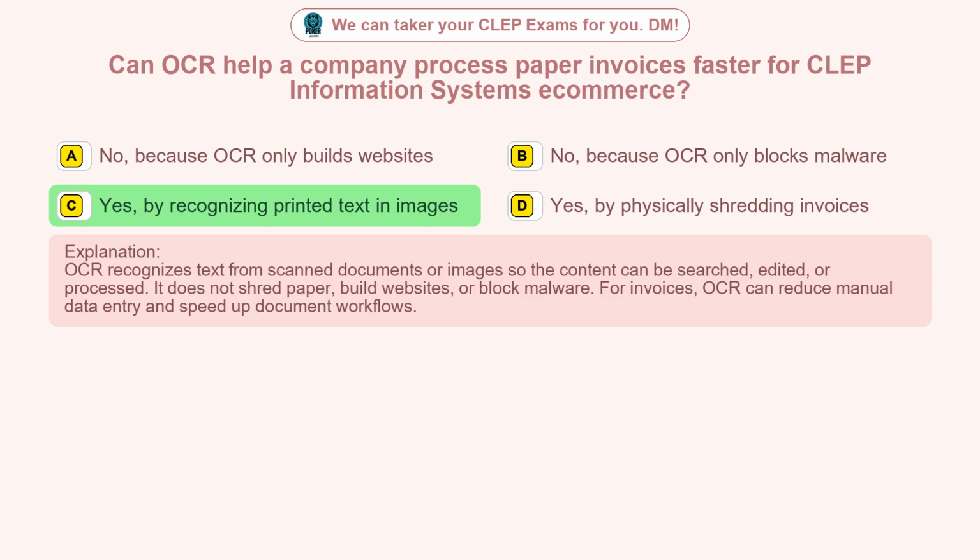OCR recognizes text from scanned documents or images so the content can be searched, edited, or processed. It does not shred paper, build websites, or block malware. For invoices, OCR can reduce manual data entry and speed up document workflows.